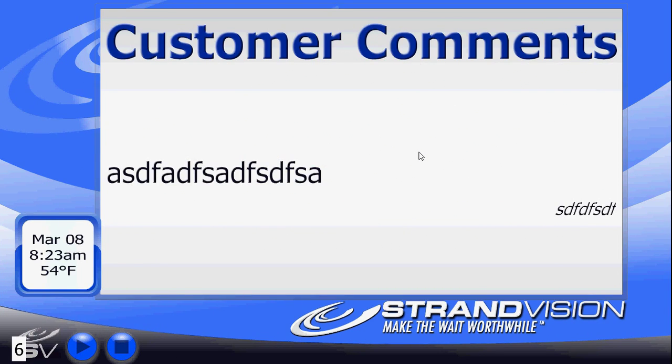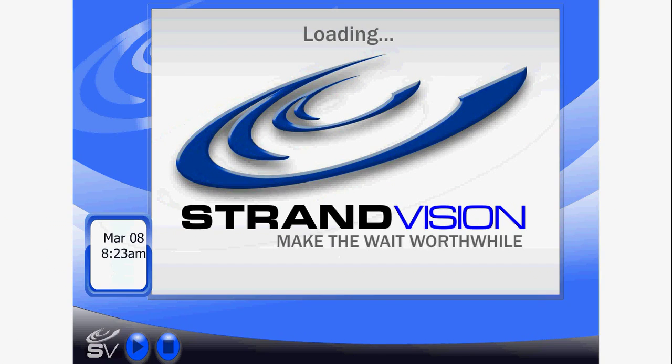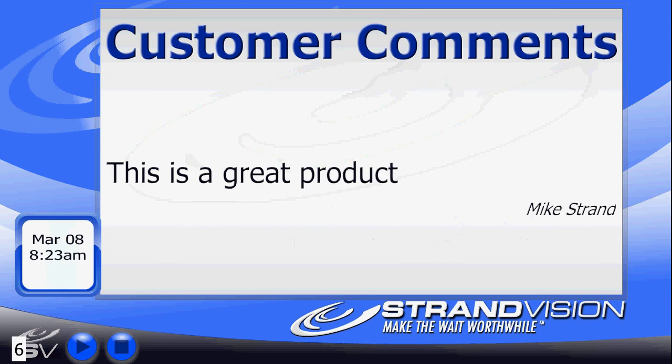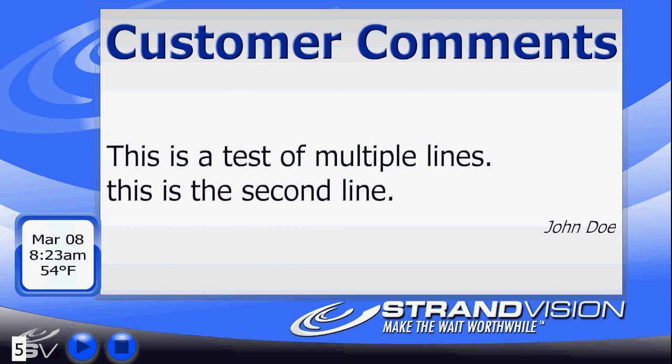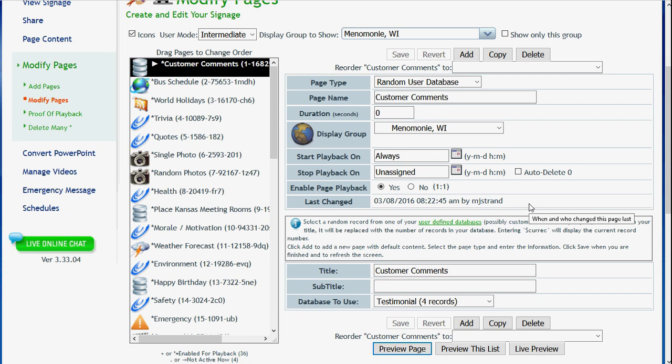And here you'll see one of the random comments. If I reload it again, it'll pull in the next customer comment. Doing it again, we'll pull the one after that. And by the time it's made it through 4 times, it will have shown all 4 different comments. So that's the basics of the user database.